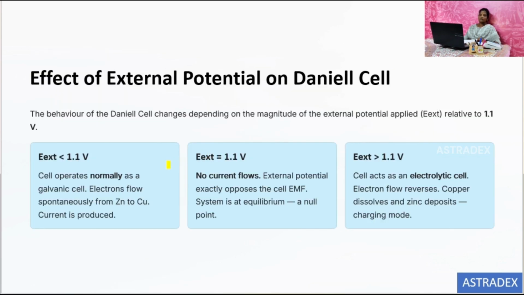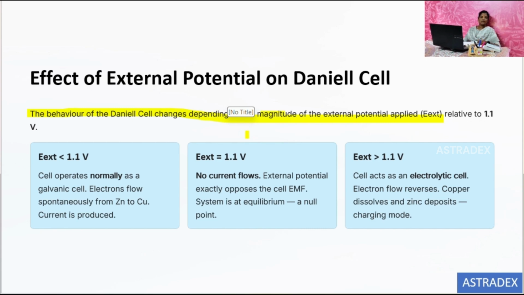So, just a quick review. What is the effect of external potential on the Daniell cell? The behavior of a Daniell cell changes depending on the magnitude, in the sense of the amount, of external potential I am applying to the cell. Depending on that, these three cases will happen. Just now we have discussed these three.